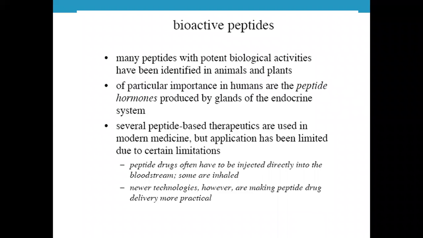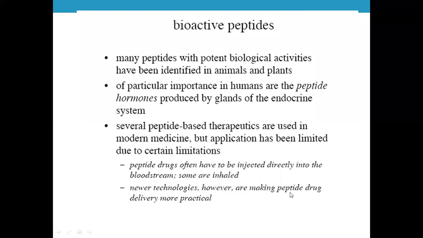There are also bioactive peptides with potent biological activities that have been identified in animals and plants. Of particular importance in humans are the peptide hormones. Peptide hormones are produced by glands of the endocrine system. Several peptide therapeutics are also used in modern medicine, but application has been limited by certain limitations. We can have peptide drugs used in therapeutics. Often they have to be injected into the bloodstream.